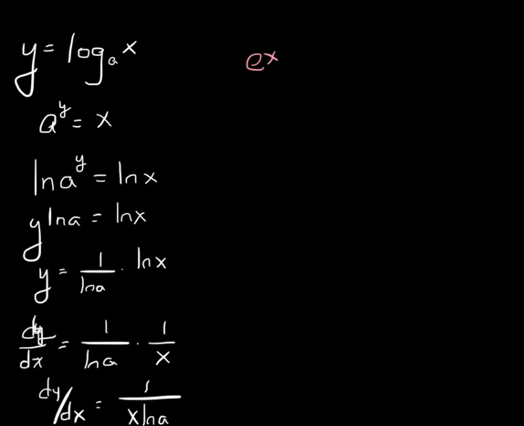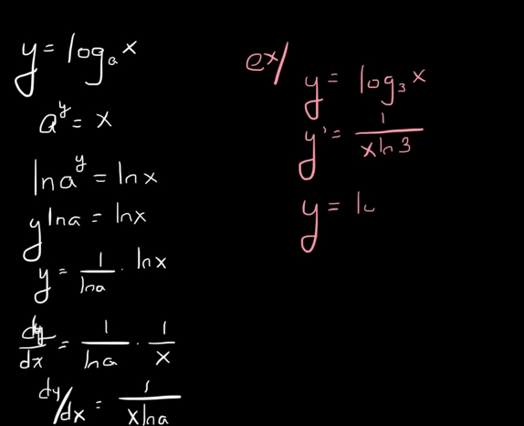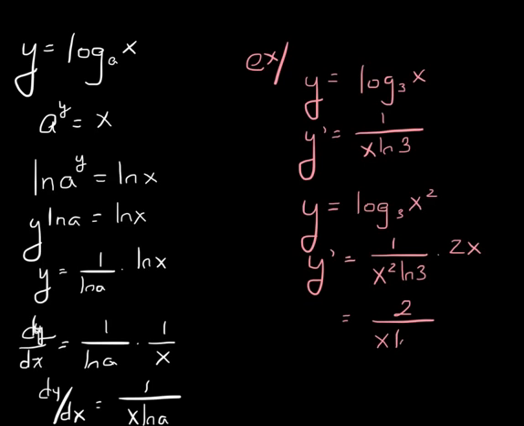So for example, if we wanted to find the derivative of y equals log base 3 of x, that would be 1 over x ln 3. But if instead this was y equals log base 3 of x squared, then y prime would be 1 over x squared ln 3 times the derivative of x squared, which is 2x. We can simplify a little bit and be left with 2 over x ln 3.